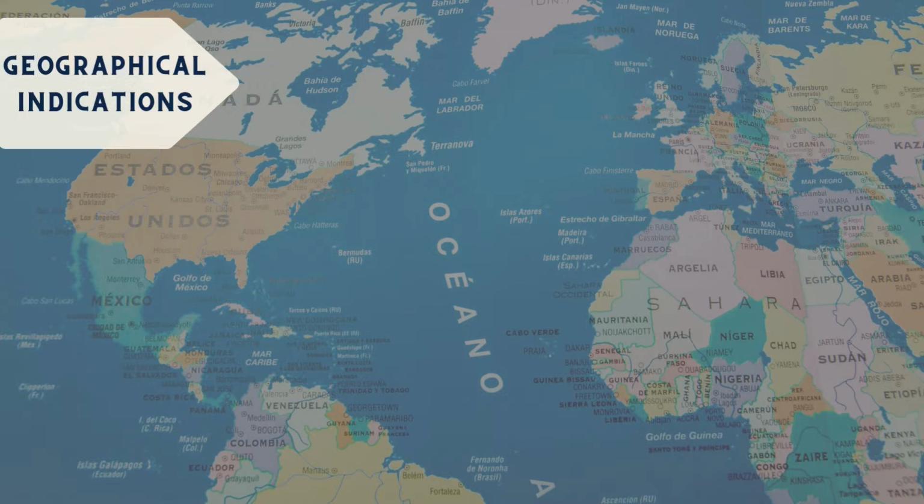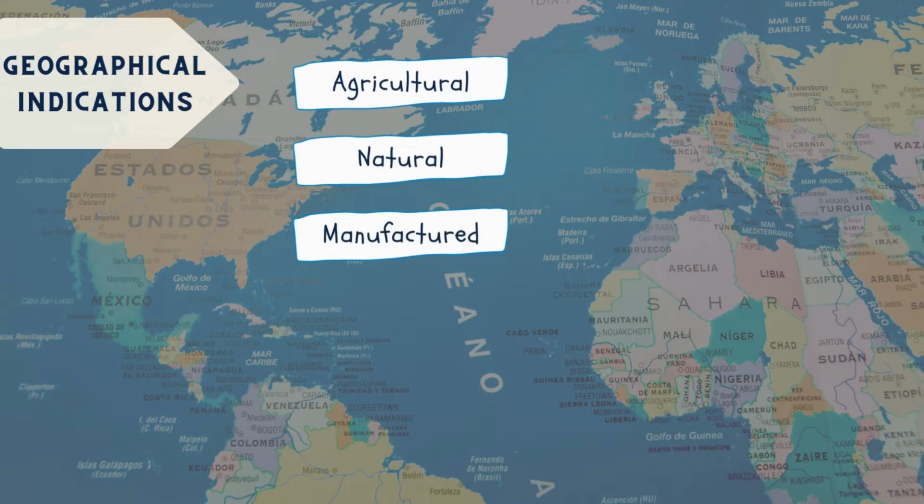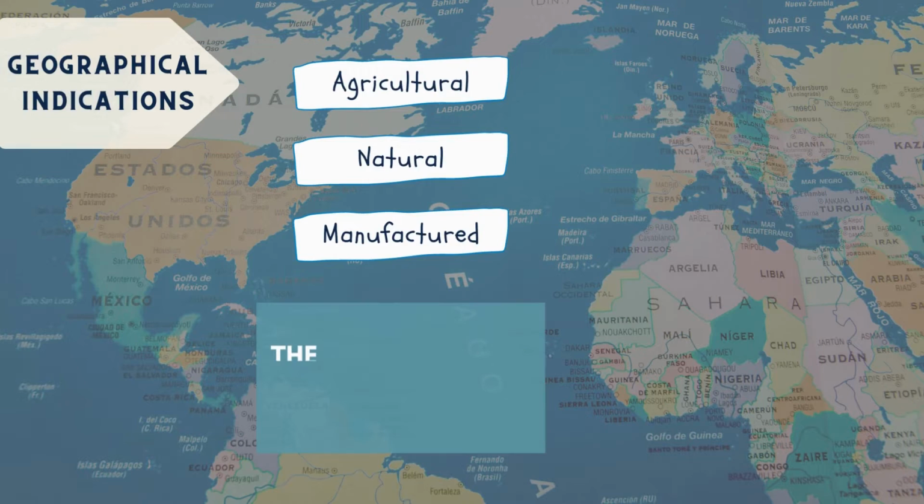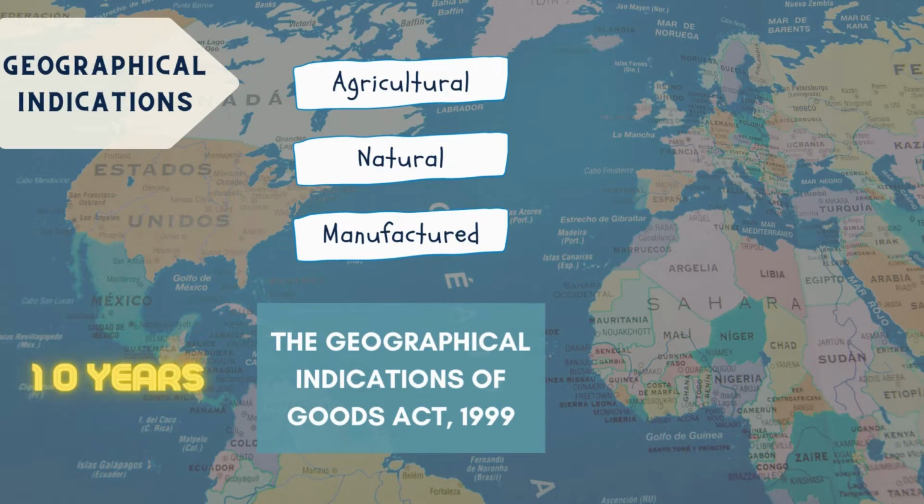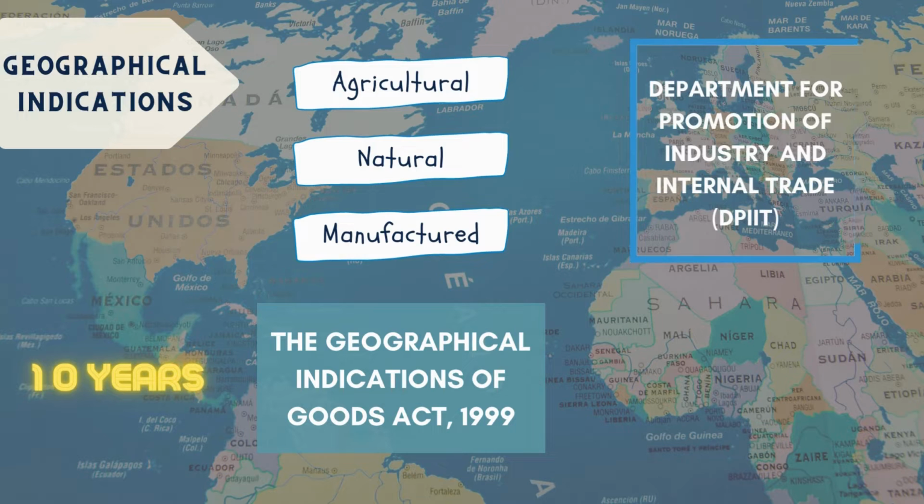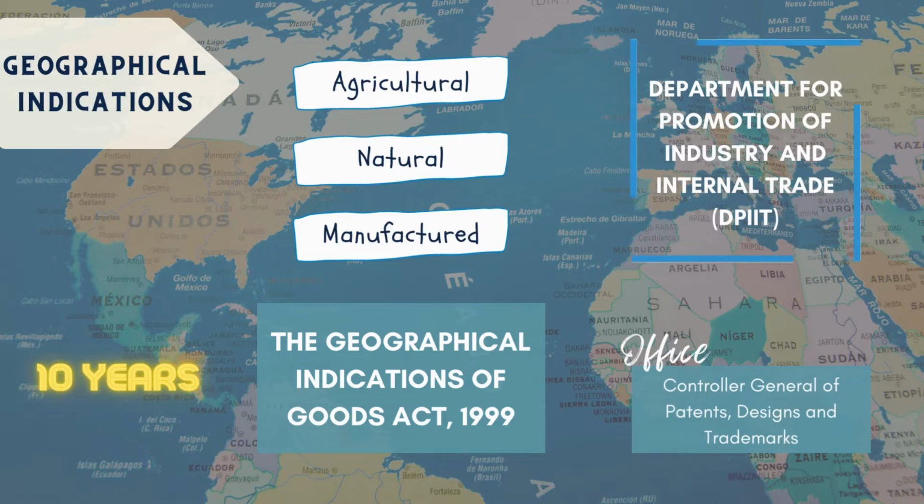Geographical indications mean any indications which identify the goods as originating in a particular territory, unique due to its climate, soil and native efforts. They can be agricultural, natural or manufactured goods. The Act which guides the office bearers regarding this is the Geographical Indications of Goods Act 1999. It is given for a period of 10 years in India. The concerned ministry for geographical indications is the Department for Promotion of Industry and Internal Trade. All the issues related to geographical indications are under the office of Controller General of Patents, Designs and Trademarks.